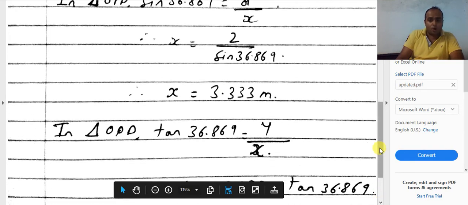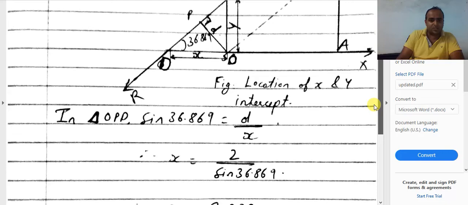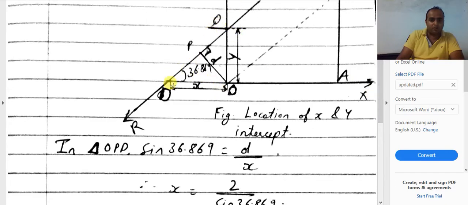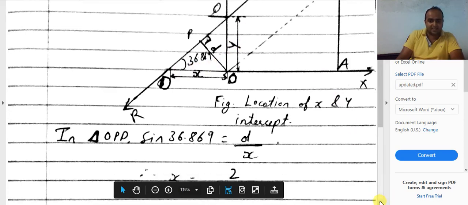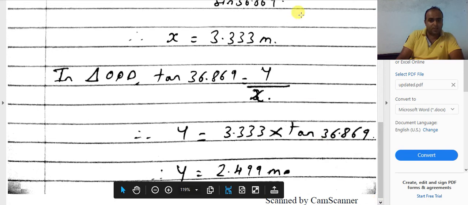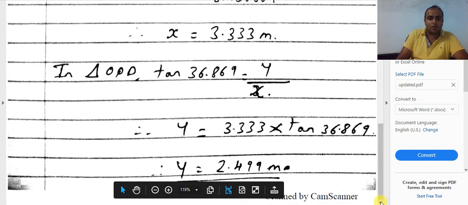In last but not the least, triangle OQD, entire right angled triangle, to get the y intercept, tan of 36.869 will be opposite upon the adjacent side. Opposite is y, adjacent is x. Simply we are supposed to substitute the values. y is equal to x into tan of 36.869. The value comes out to 2.499. So this is how the problem is correctly solved.